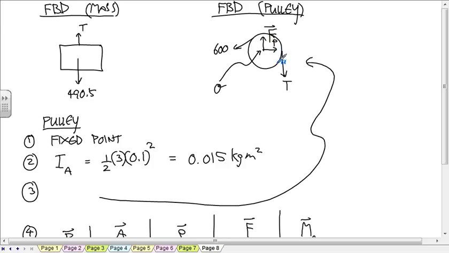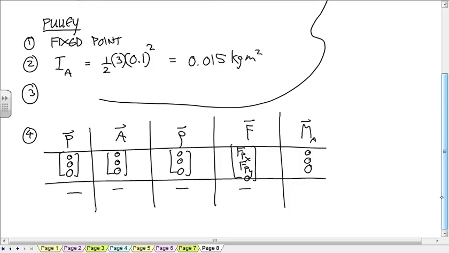Yep. Could you really quick write down the parallel axis theorem? Yes. So the moment of inertia about some axis A is equal to the moment of inertia about a parallel axis going through the center of mass plus md². Right. I mean, unless the fixed point is at the center of mass, which it is in this case. Yeah, right.